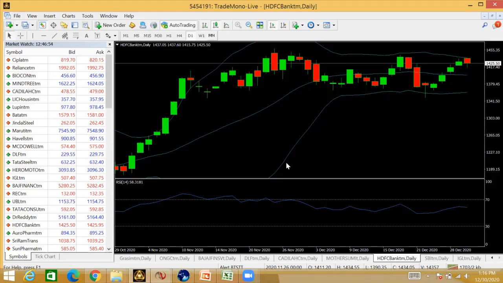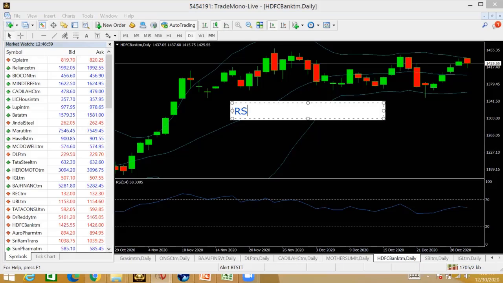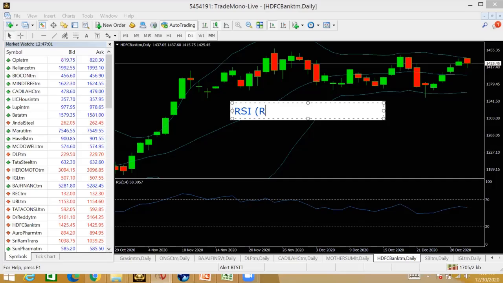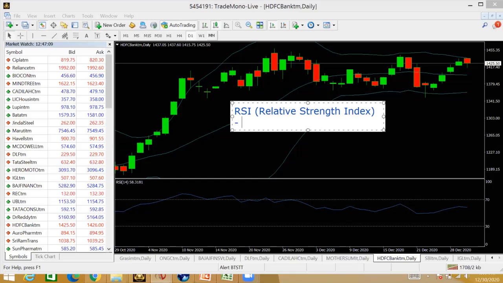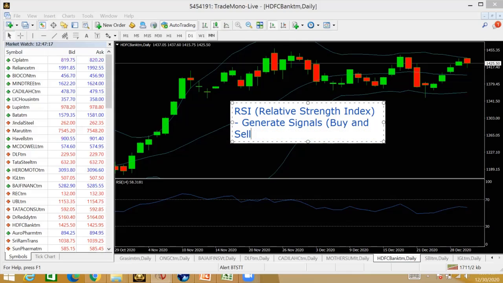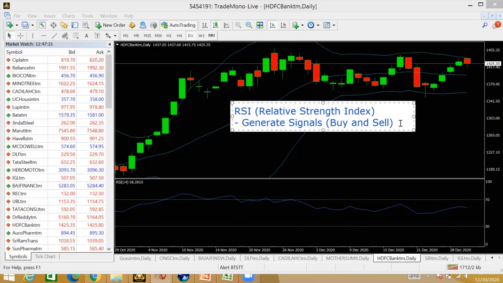How can you decide a signal? So what is RSI? A relative strength index. This is going to tell you a signal. This indicator generates signals of buying and selling. So this indicator is going to produce a signal, entry and exit, right?